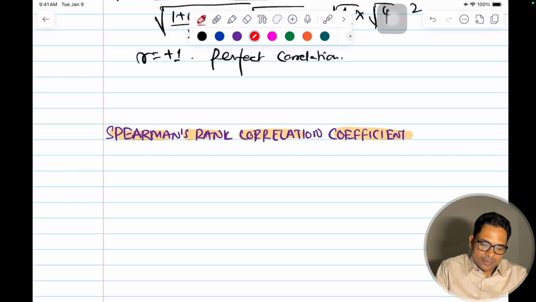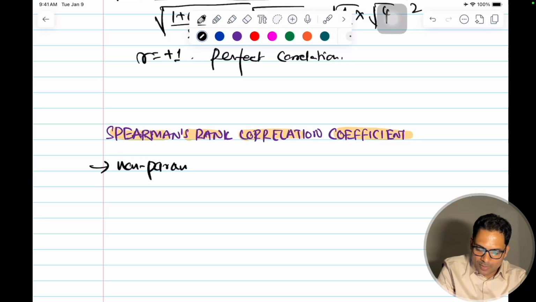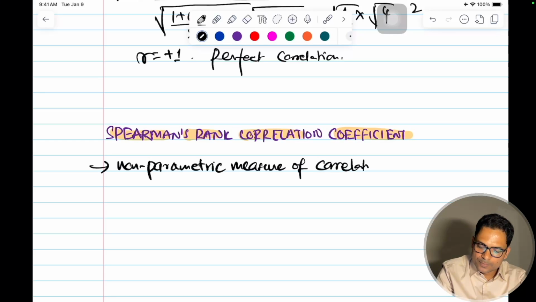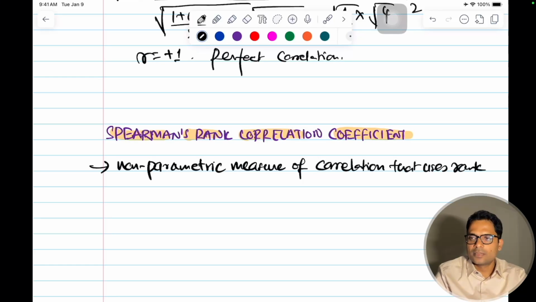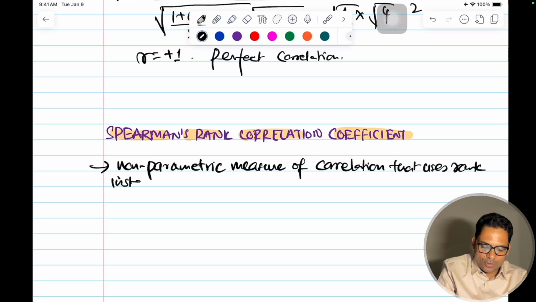And on that note, Spearman is non-parametric. Spearman's rank correlation coefficient is a non-parametric measure of correlation. This term, parametric and non-parametric, will come again and again throughout statistics. It is a non-parametric measure of correlation that uses ranks, as the name suggests, instead of raw data.